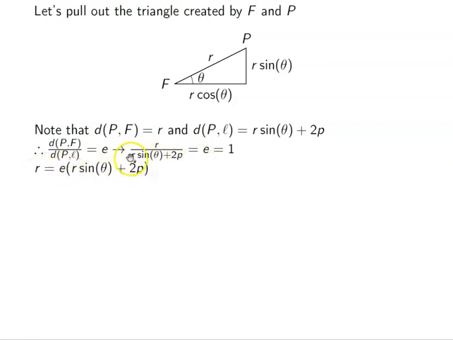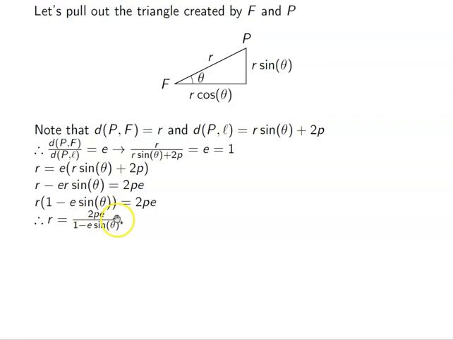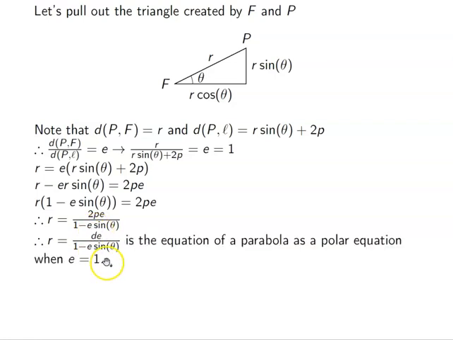So I'm going to multiply both sides by this denominator. Okay, I'm going to distribute this E across and then subtract this r sine theta so that I have all of the r's on one side. I can now pull out the common term of r. So I have r times 1 minus E sine theta, and that's going to equal 2pe. Divide both sides so that I have r isolated, and then that is the form of a parabola. Here E is 1.